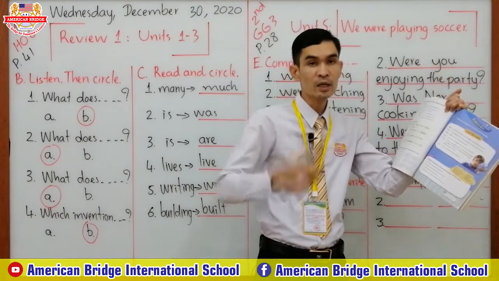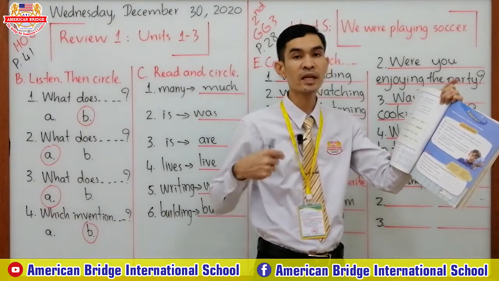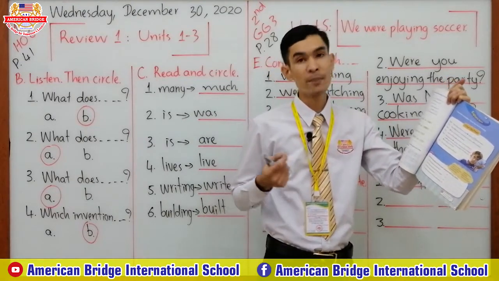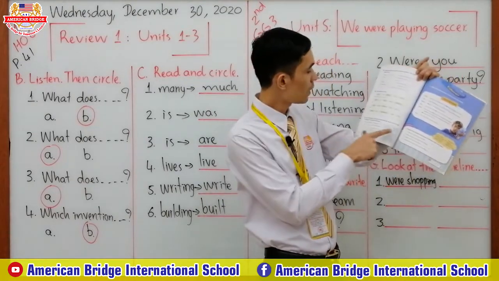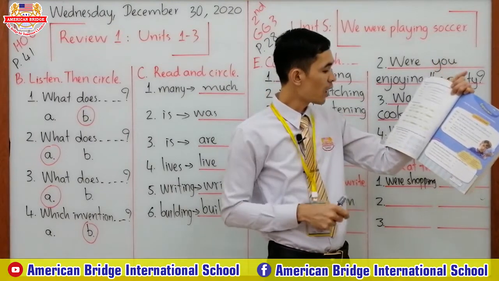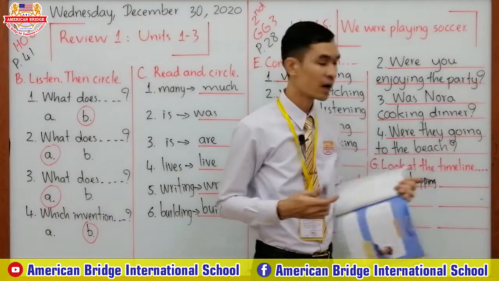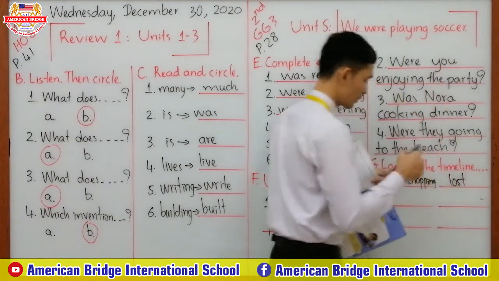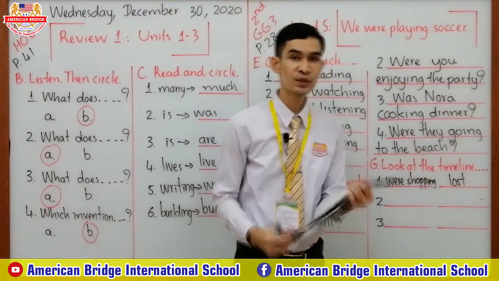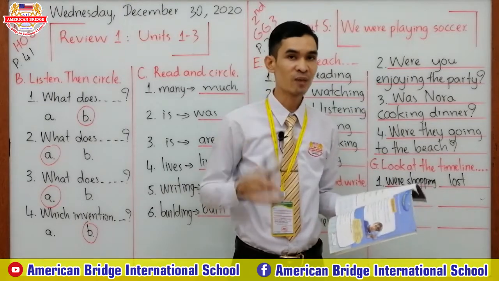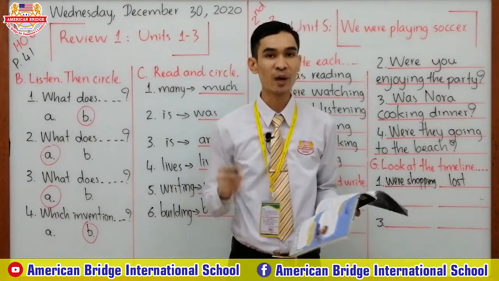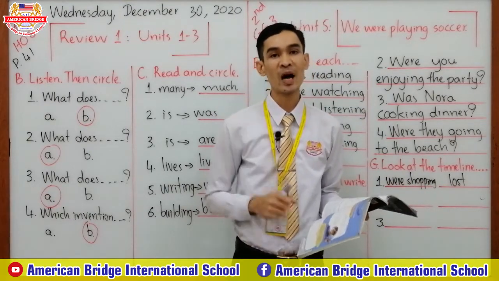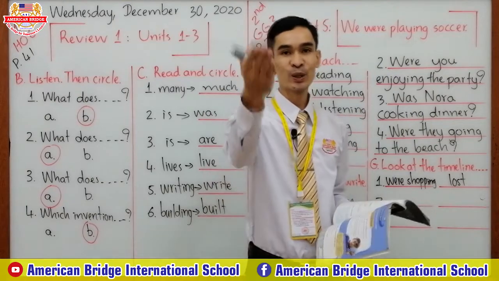Okay, how about this one? So one is in past continuous, and the other one must be past simple, right? So we lost all our money. Lost. Okay, now we have number 2 and number 3. Look at the timeline carefully and then write past continuous or past simple. Okay, do it now.